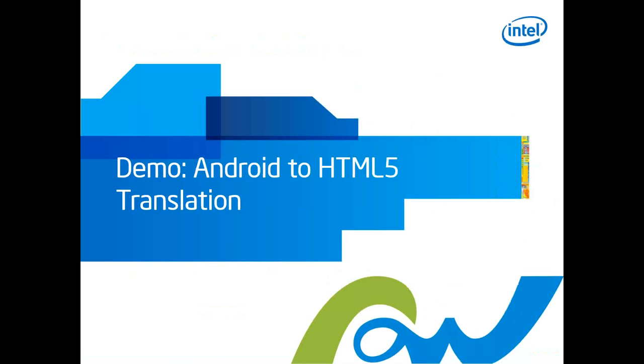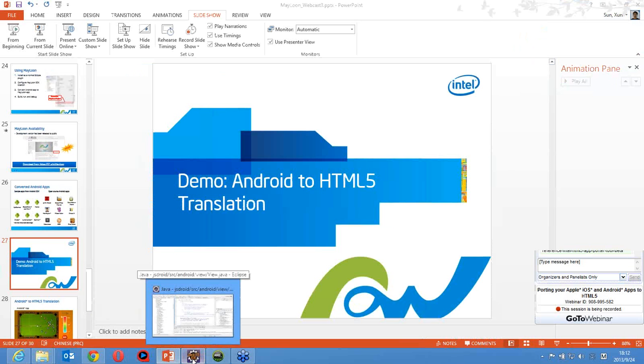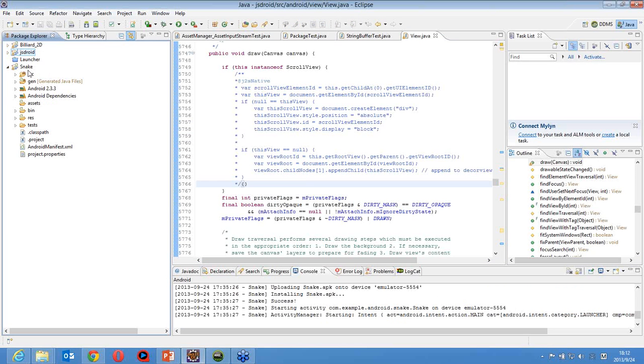So now, let me show you how the tool works. So, as mentioned, the Melon is an Eclipse plugin. So, here I have a snake application, Android application, which is one of the sample applications from Android SDK.